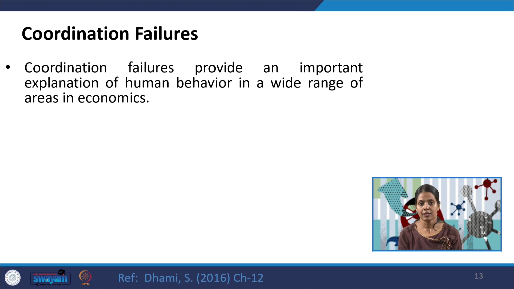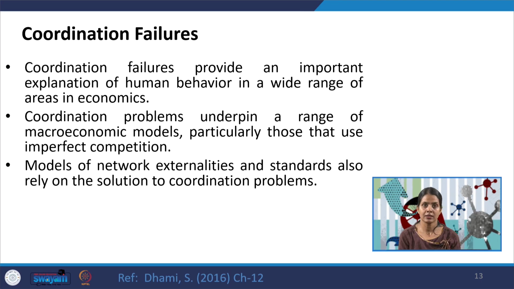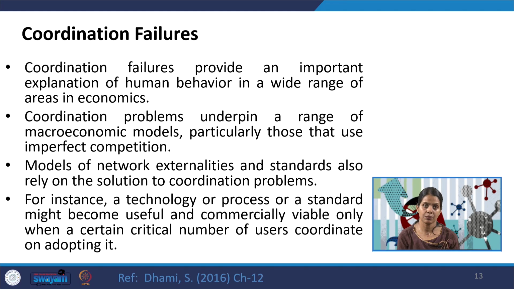The next thing we talk about is coordination failures, that is failures in coordination games. Coordination failures provide an important explanation of human behavior in a wide range of areas in economics. Coordination problems underpin a range of macroeconomic models, particularly those that use imperfect competition. Models of network externalities and standards also rely on the solution to coordination problems. For instance, a technology or process or a standard might become useful and commercially viable only when a certain critical number of users coordinate on adopting it.